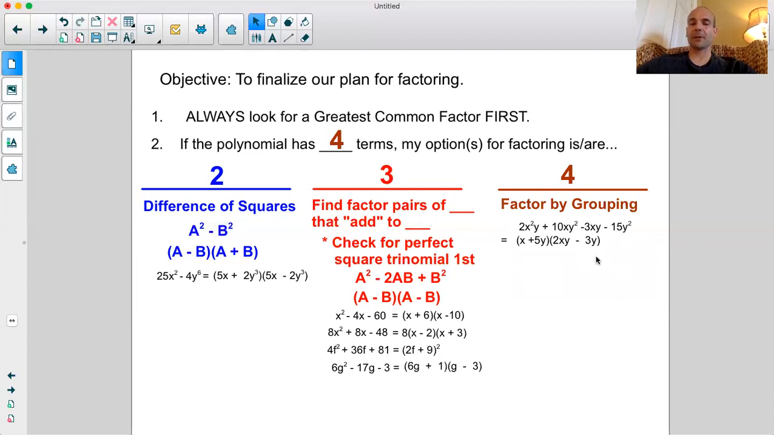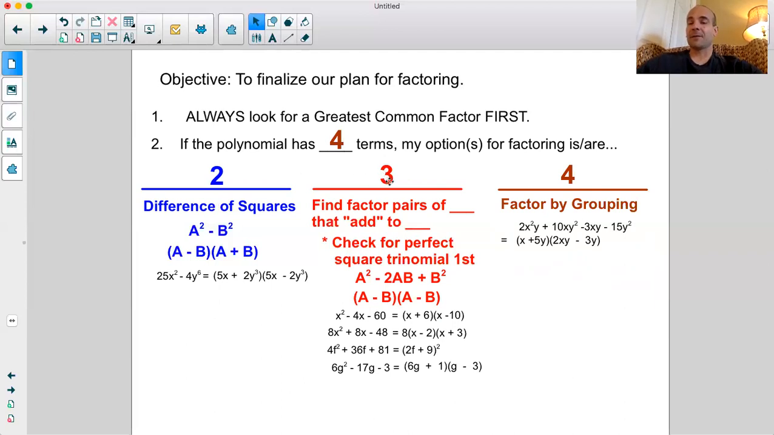So that's factor by grouping. We're 12 minutes into this video. Again, it's just a nice resource to have. When you go to factor, look for a GCF first, and then think, how many terms do I have here? If it's 2 terms, you're looking for a difference of squares. If it's not a difference of squares, you can't factor it right now, not in Algebra 1 at least.